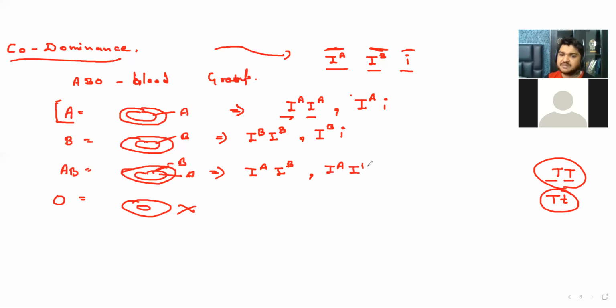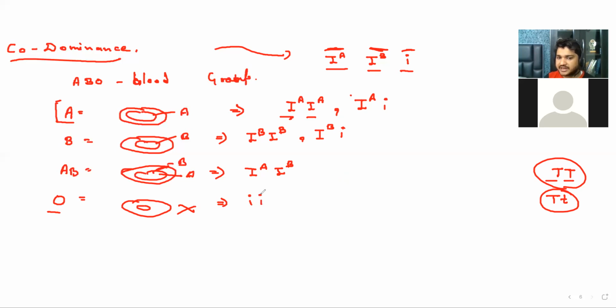Why can't I write this? Can we write IA, IB, and a small i? No, you can't have three alleles. Why? Who told you we can't have three alleles? Because this is the monohybrid thing. Very good, you are completely right. We can't have three alleles for a single character. For a single character, we have only two alleles, right? Yes.